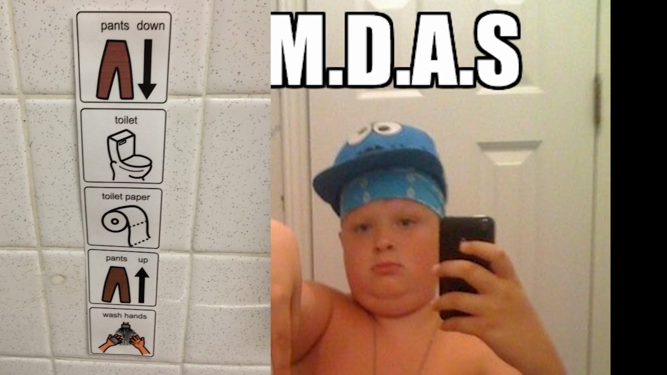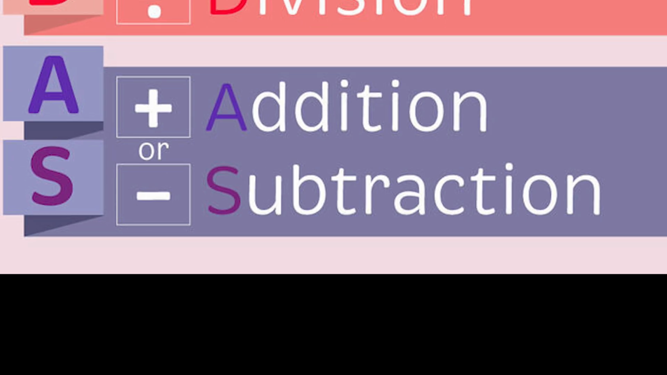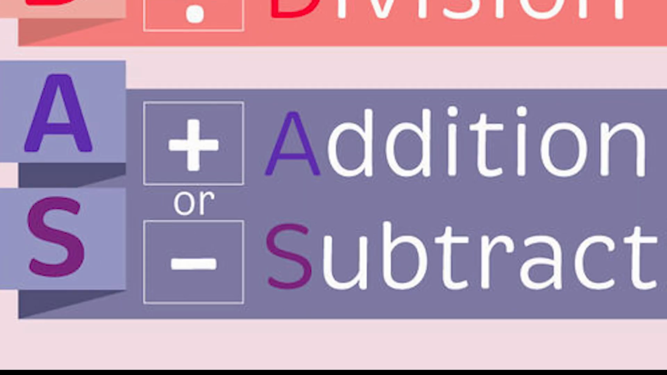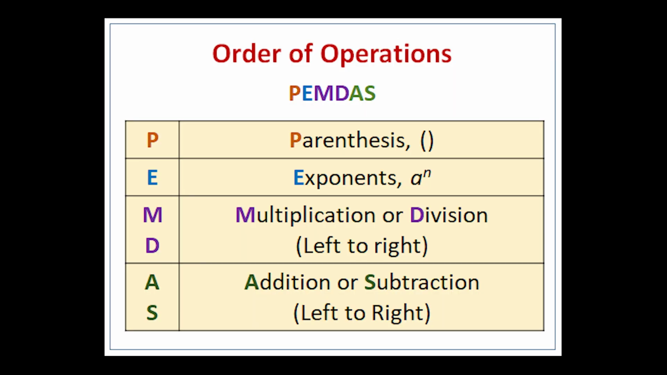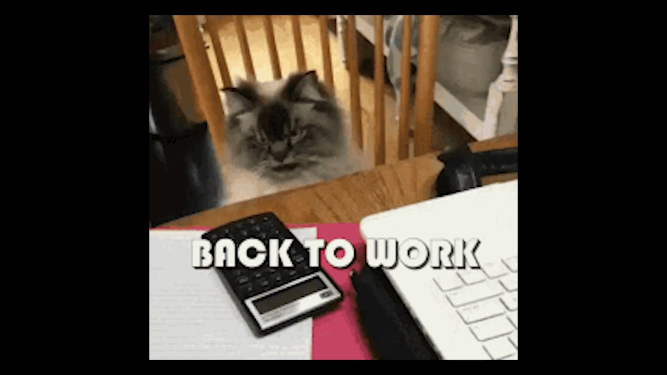It's just an acronym. It means parentheses, exponents, multiplication, division, addition, and subtraction. Now the order of multiplication and division doesn't matter and addition and subtraction doesn't matter. I guess it could be called PEMSA. But anyways, this is called the order of operations and it's just the way math tells you what order to do stuff in. Anyways, back to the problem.